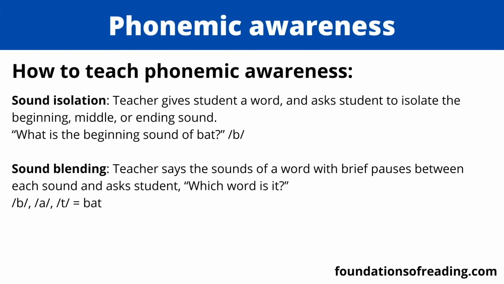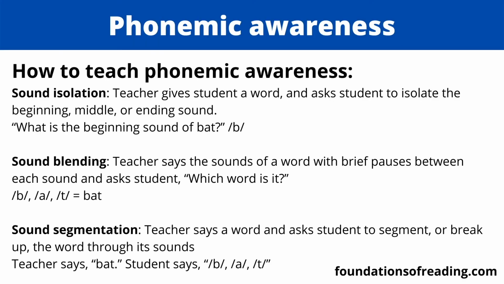Sound blending is next, and this instructional activity is the second easiest for the student to complete. A sound blending activity looks like this. The teacher says the sounds of a word and briefly pauses between each sound, then asks the student, "Which word is it?" So for example, the teacher says b, a, t, and the student would correctly answer bat.